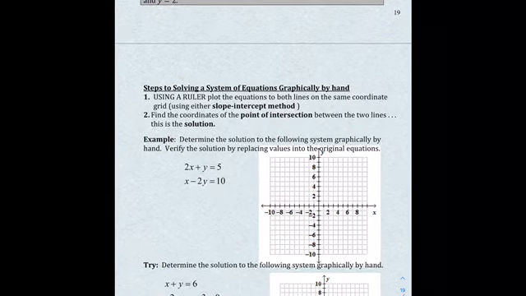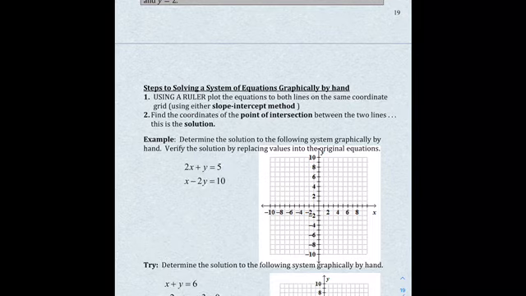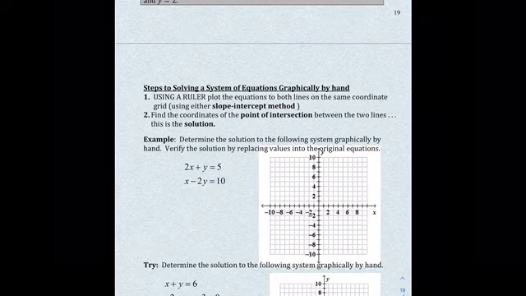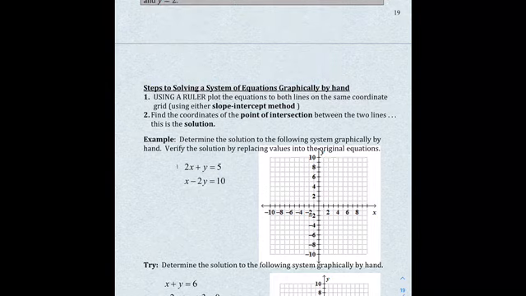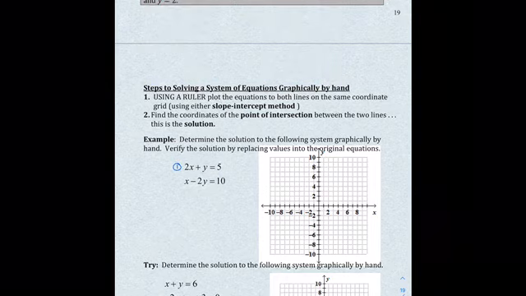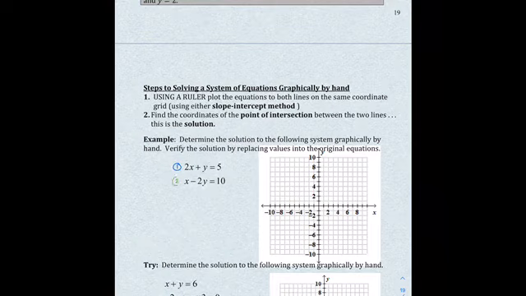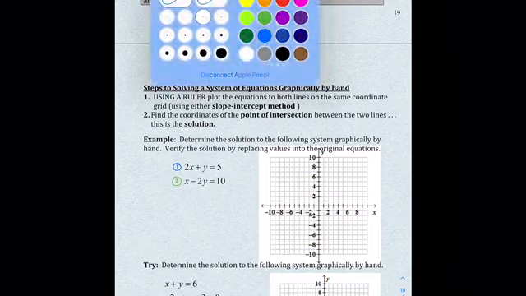I will do this one for you. So here, we're just asked to solve a system graphically by hand. There's no situation. We're just graphing two equations. We're solving a system, so the same idea. I'm going to look at these two equations. I'm going to call this one equation 1, and let's call the second one equation 2.